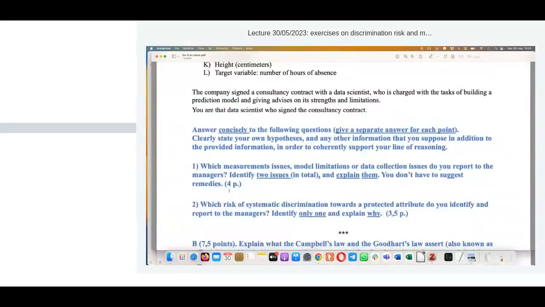Okay, try to do it. My suggestion, as usual, spend 10 minutes alone on the case, and then try to solve it in groups. In about 30 minutes, I will upload and comment the solution.